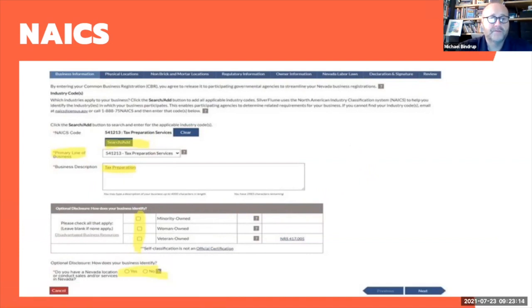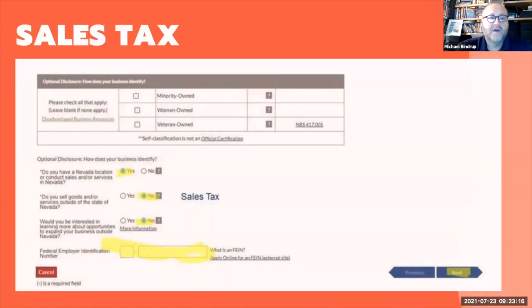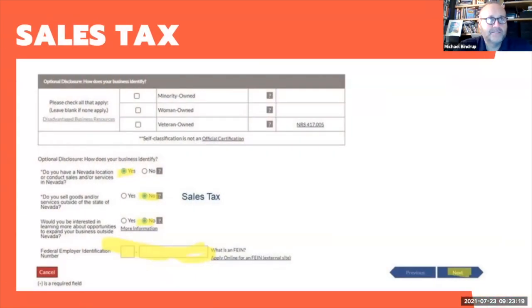We definitely want this. So after that, it's going to ask you about sales tax. Are you planning on selling a product? And if you do sell a product, we're going to have to get you registered with the tax authorities, right? With the sales tax division. And if you sell anything that's a tangible good in Nevada, you pay sales tax.